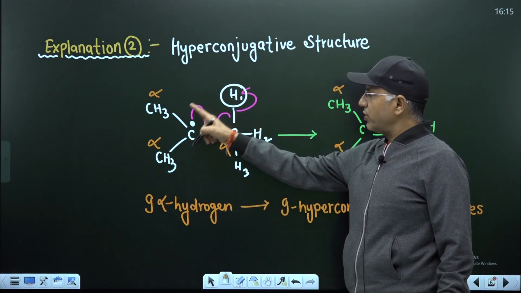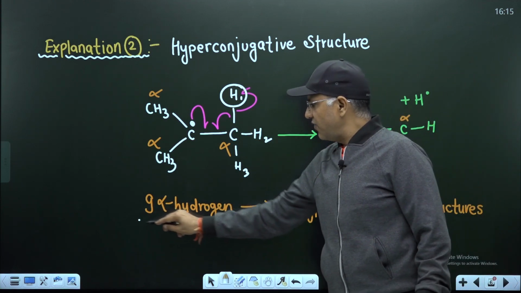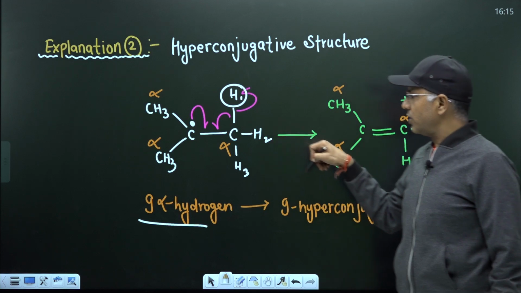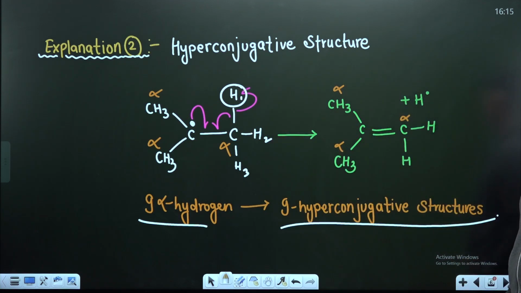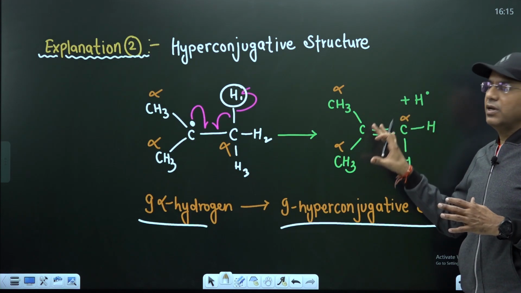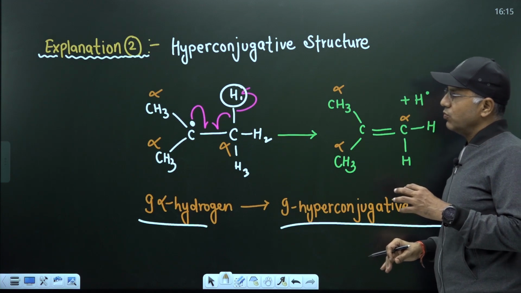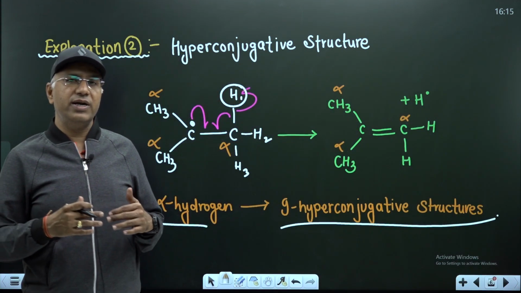In order to get how many hyperconjugating structures I will get, we will get 9 alpha H. This means we can remove hydrogen 9 times in the form of H dot. We can form 9 alkenes, meaning 9 hyperconjugating structures. It means 9 times the radical becomes stable because of this complete octet and because of this neutral structure. So that's why more alpha H, more is the stability in free radical, because of more number of hyperconjugating structures.